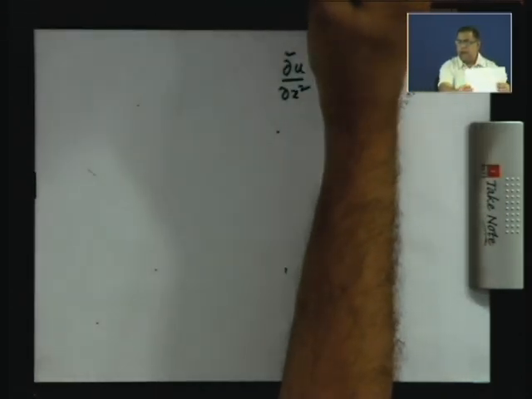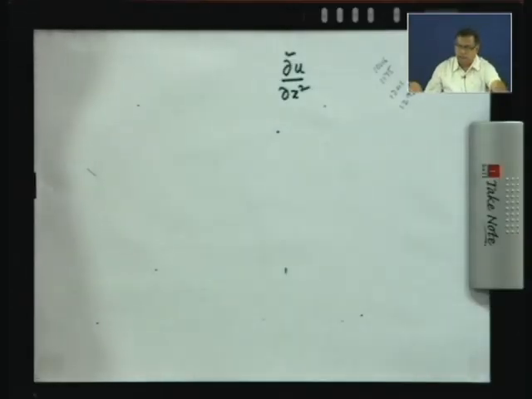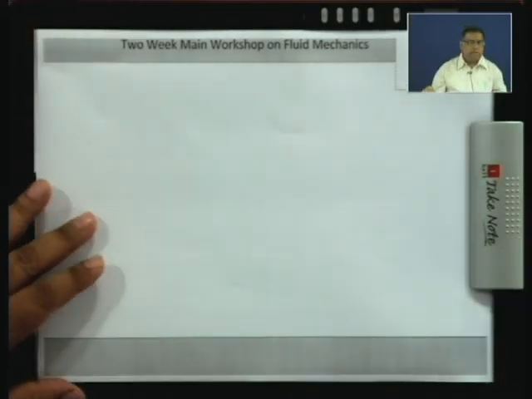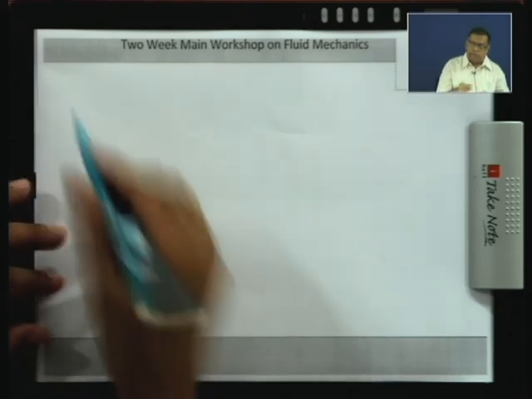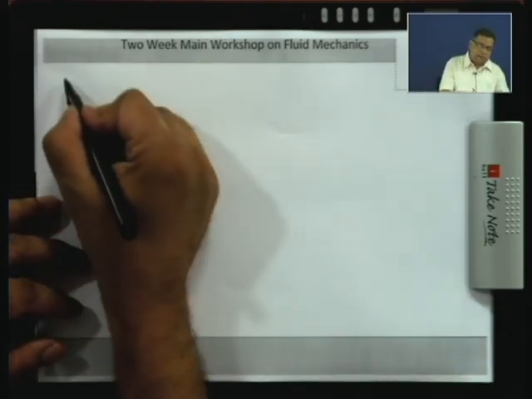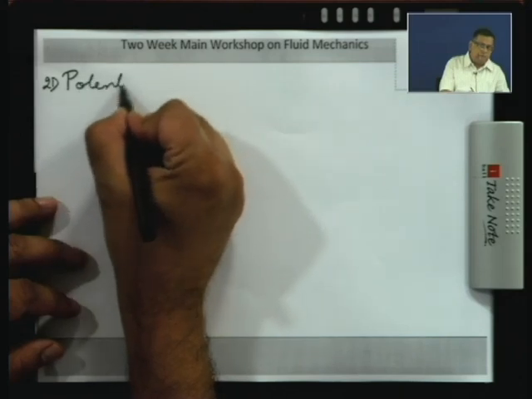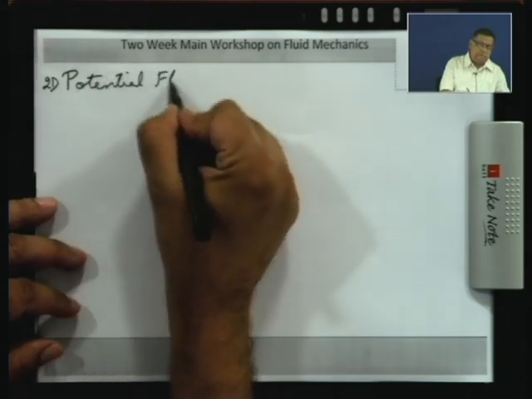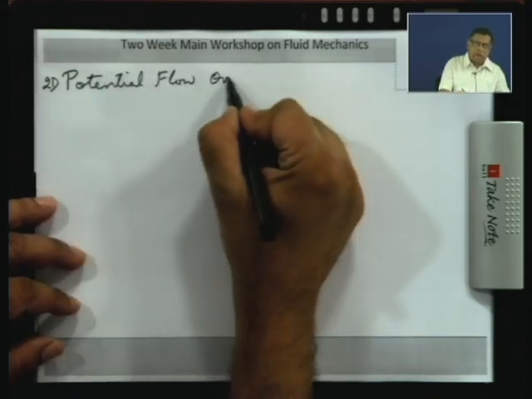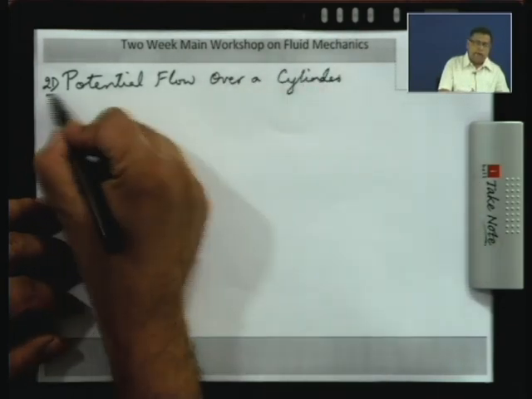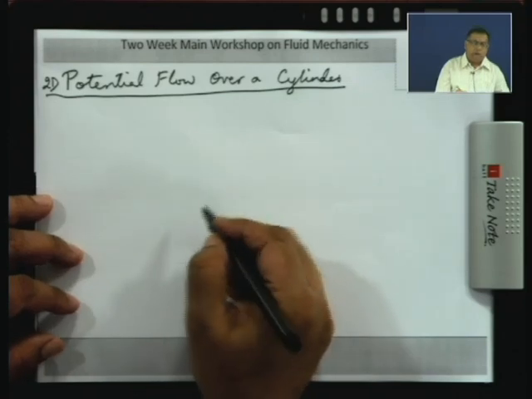So, I hope by now the utility of the potential flow analysis is clear and its relevance to the flow of viscous fluids. So, let us go on and move on to other things. We will look at, say, 2D potential flow over a cylinder. We have done it for the flat plate, now we will do it for a cylinder.